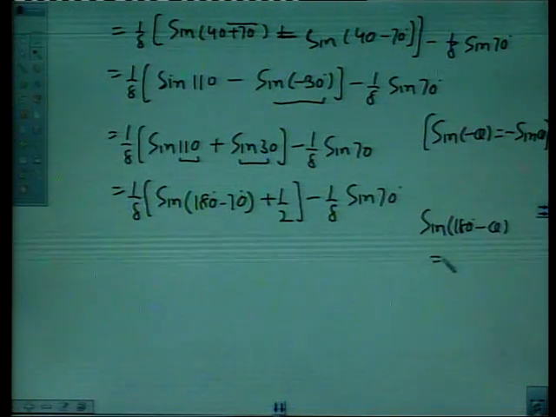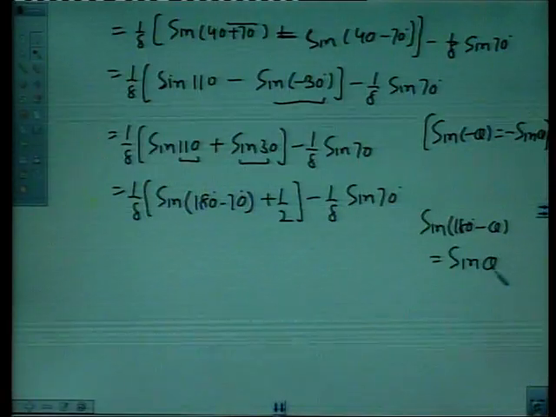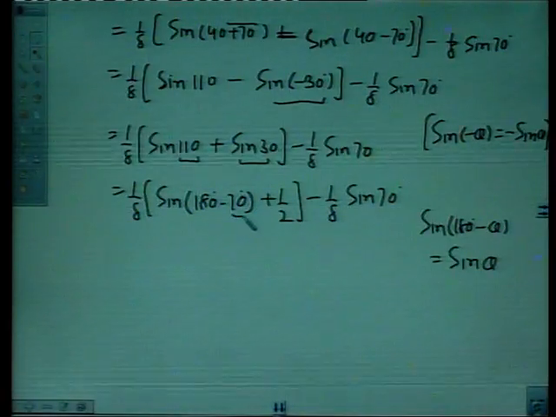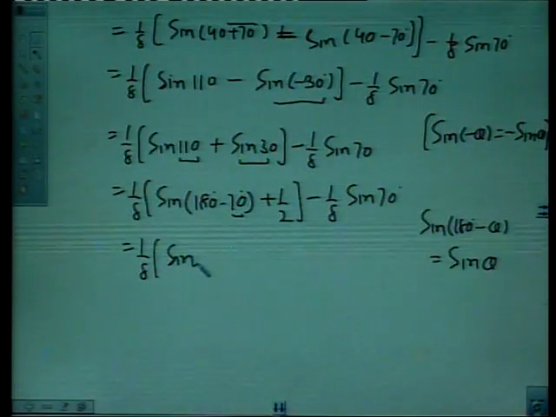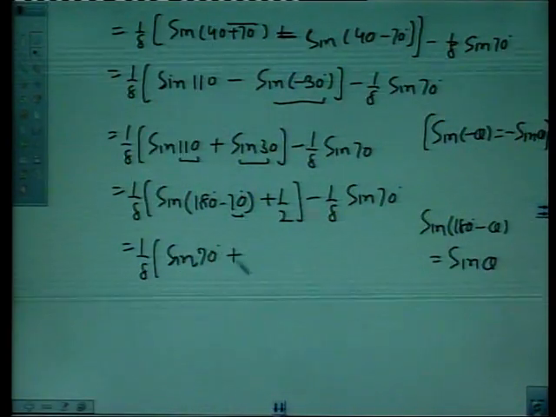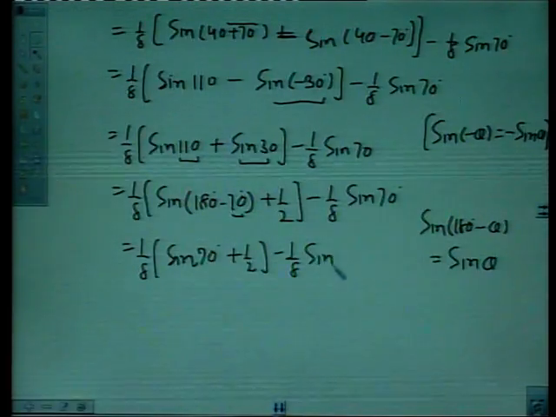It is in your second quadrant. In second quadrant it becomes simply sine theta. So this is your theta. So it becomes sine 70 degree plus 1 by 2 times minus 1 by 8 times sine 70 degree.